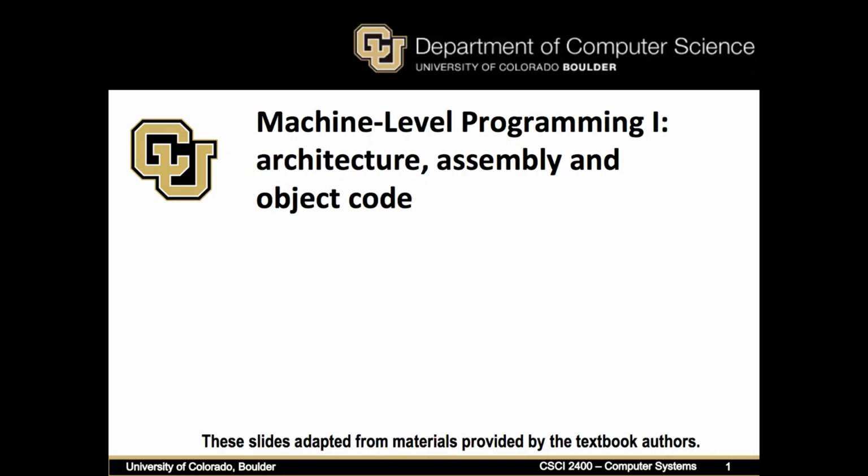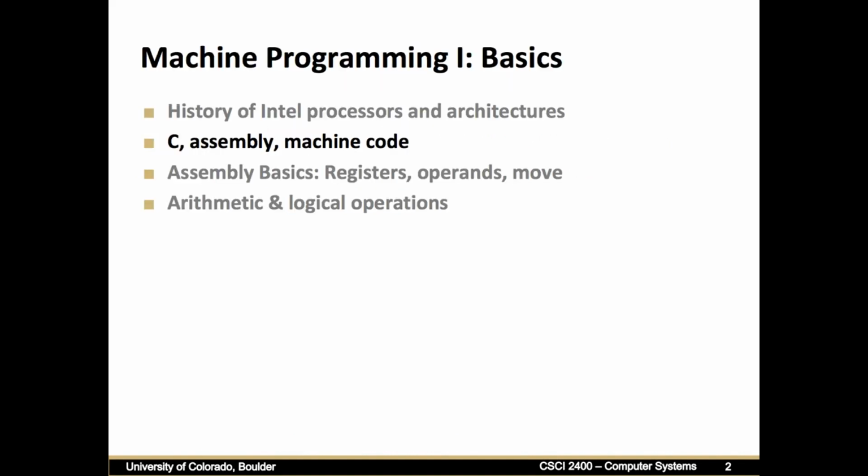Machine level programming, systems architecture, and then what is assembly and object code. So here we're going to look at what is C code, how is it translated to assembly, and then how is that translated to machine code.